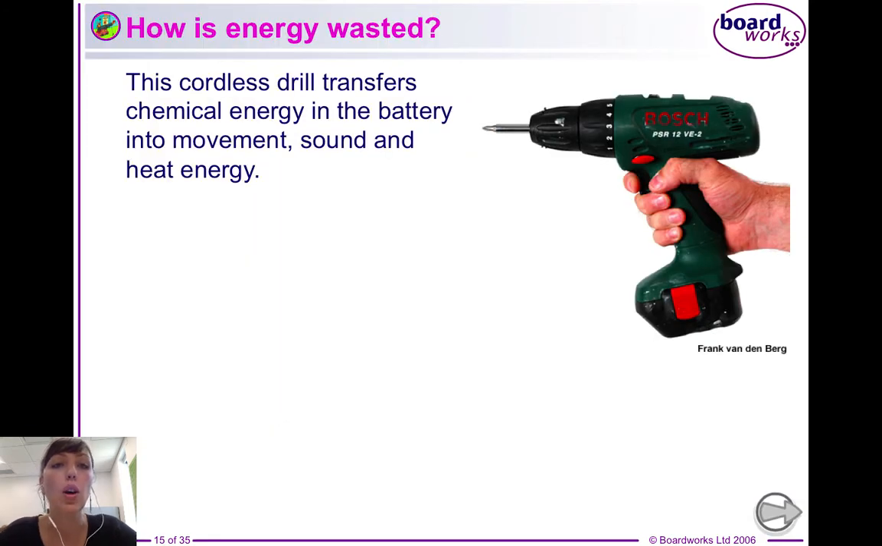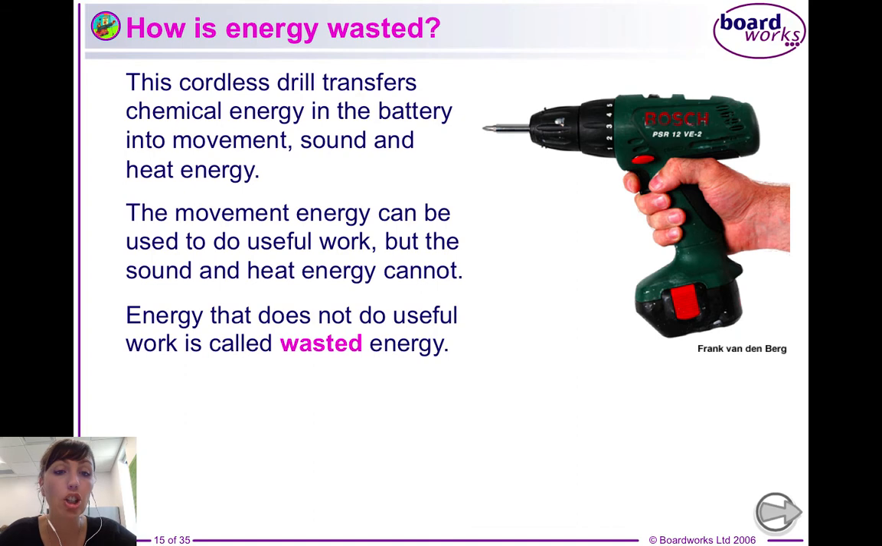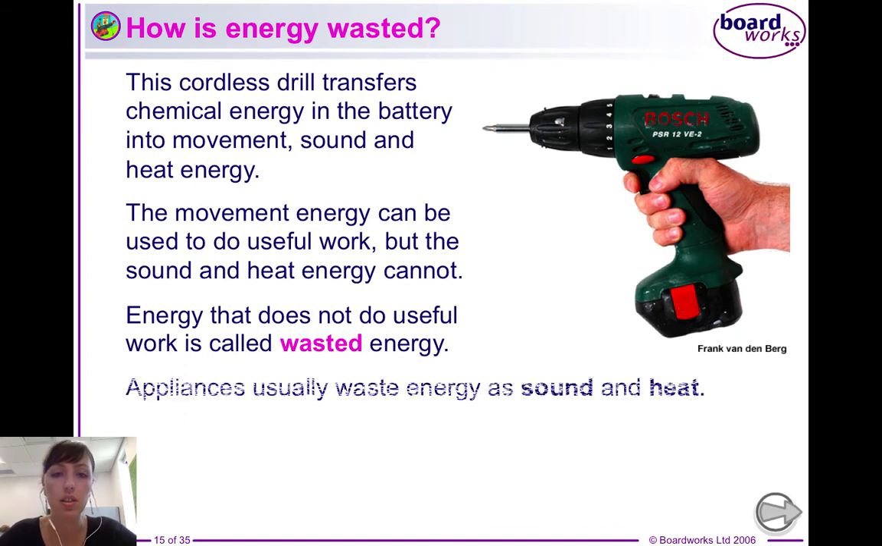So how is energy wasted? If you think about this cordless drill, it is transferring chemical energy from its battery into movement, sound, and heat energy. So kinetic, sound, and heat. The movement energy can be used to do work, but the sound and heat energy cannot be used to do work. So energy that does not do useful work is called wasted energy.